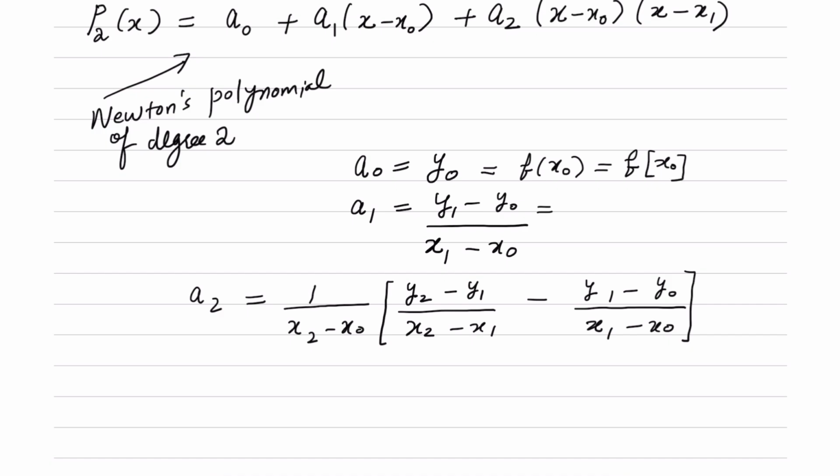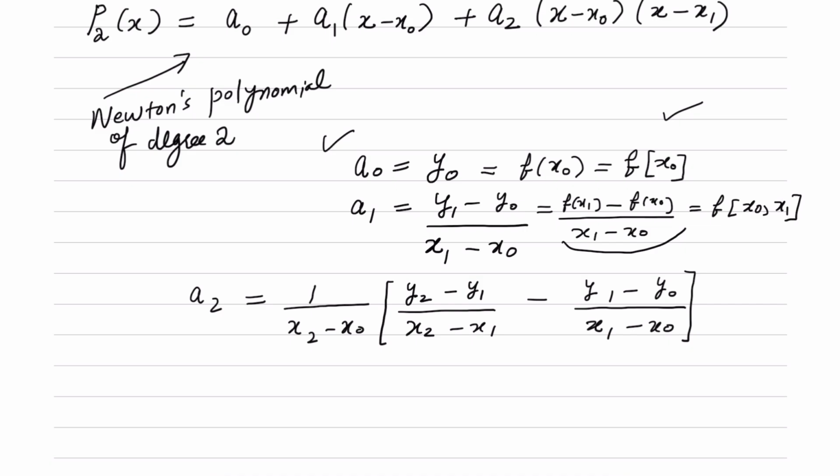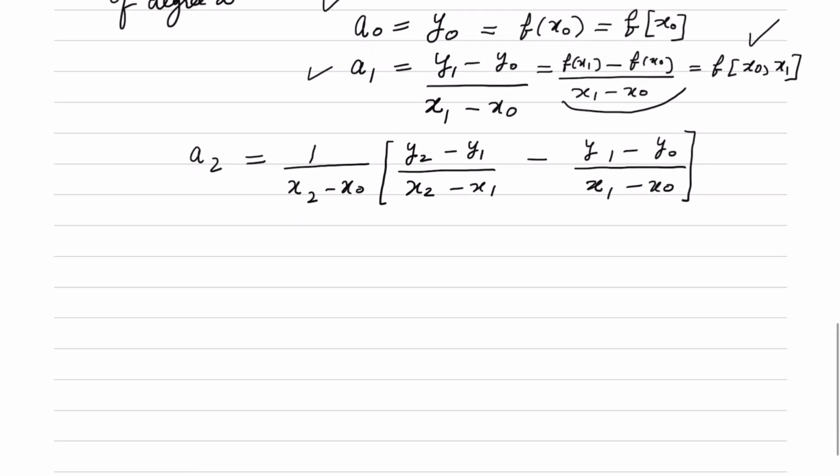Now for a1, y1 can be written as f of x1 minus y naught is f of x naught divided by x1 minus x naught. So this whole expression could be written as f square bracket x naught x1. So we can see that a naught is equal to f of square bracket x naught, a1 is f of square bracket x naught x1. Now we are going to put a2 also in the form of square bracket, meaning in the divided difference notation, just like we have written a naught and a1 here.